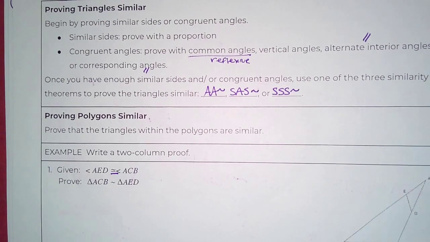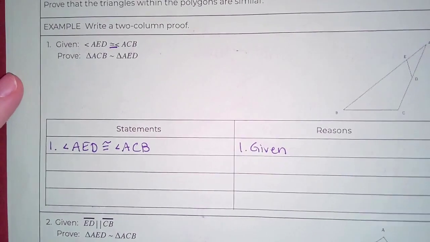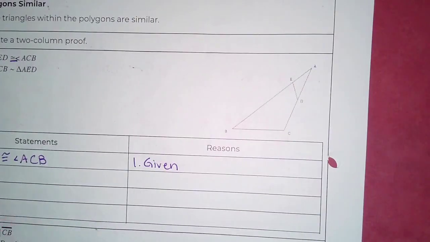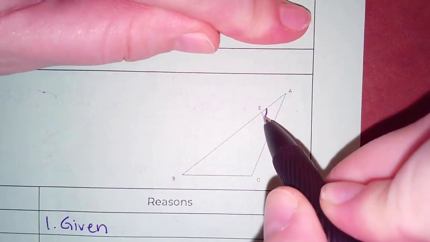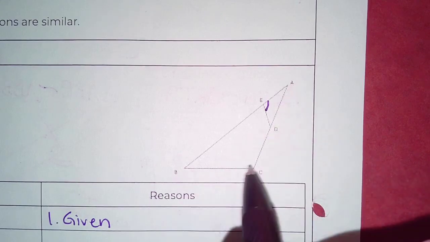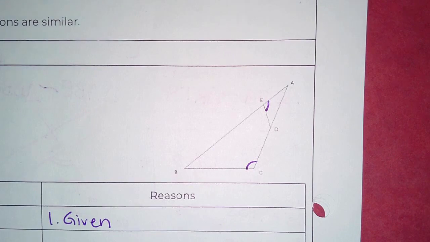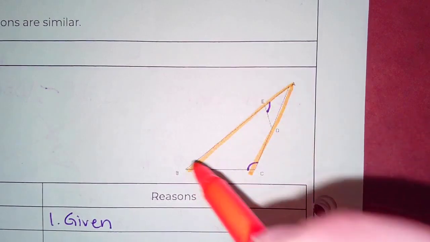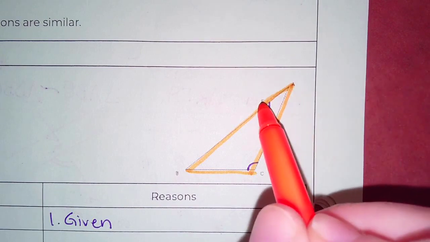All right, we're going to prove the triangles are similar. Okay, so write down your given. It says that angle AED, so I'm going to go over to my image here. AED is here. That angle is congruent to angle ACB here. I am trying to prove that triangle ACB, the large triangle, is similar to triangle AED, this small triangle.